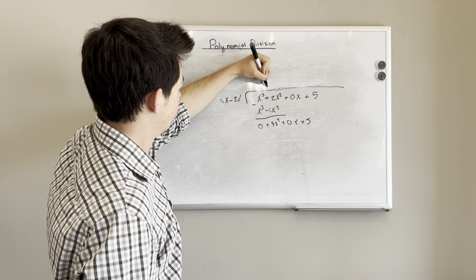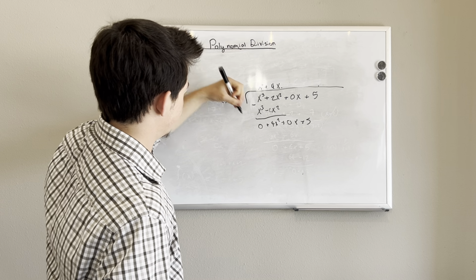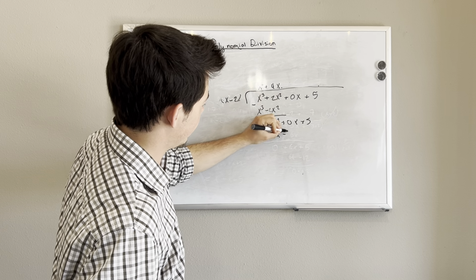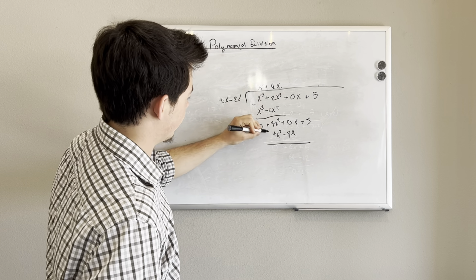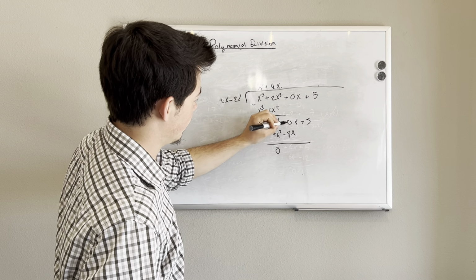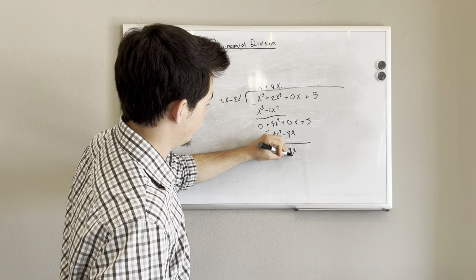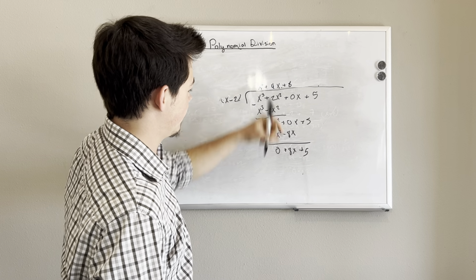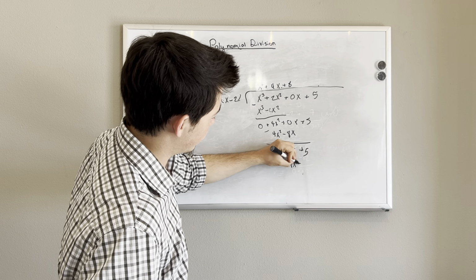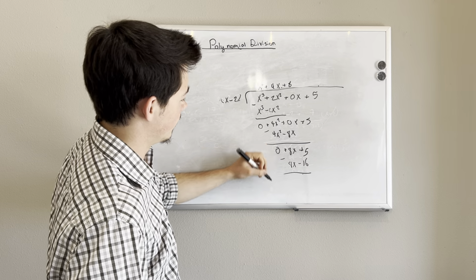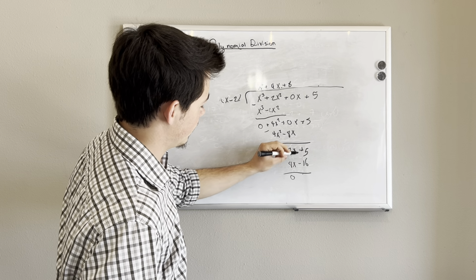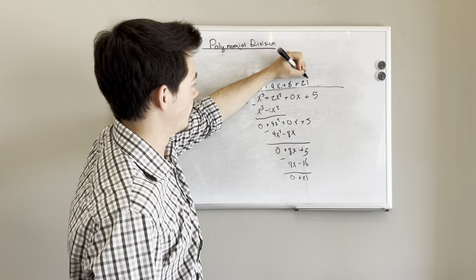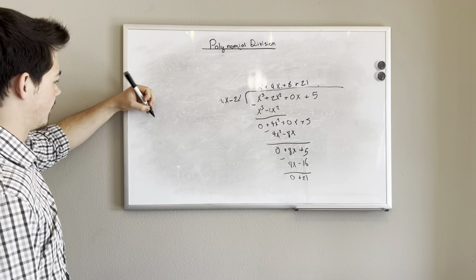plus x, which gives us 4x squared minus 8x. We subtract those two, that gives us 0 again, plus 8x plus 5. Multiply it again by positive 8. So we'll have 8x minus 16. Subtracting those again, 0, 5 minus negative 16 is positive 21. So our remainder is 21. I believe that is our correct answer now.